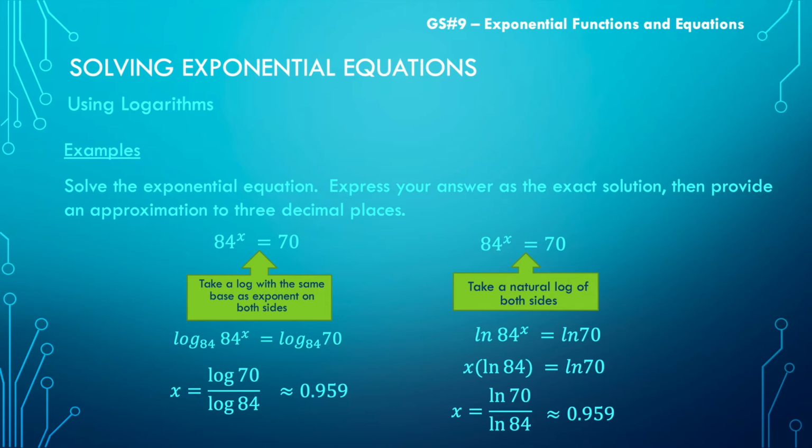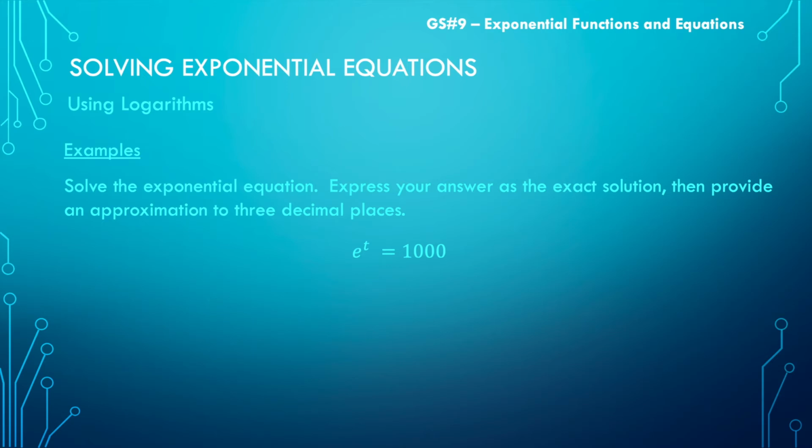All right, next example. e to the t is equal to 1,000. All right, so we're going to go ahead and take a log with the same base as the exponent on both sides. So the base of this exponent is e, so we're going to take a log base e of both sides of this equation. Log base e of e to the t is equal to log base e of 1,000. But wait a second. Isn't log base e the same thing as ln?